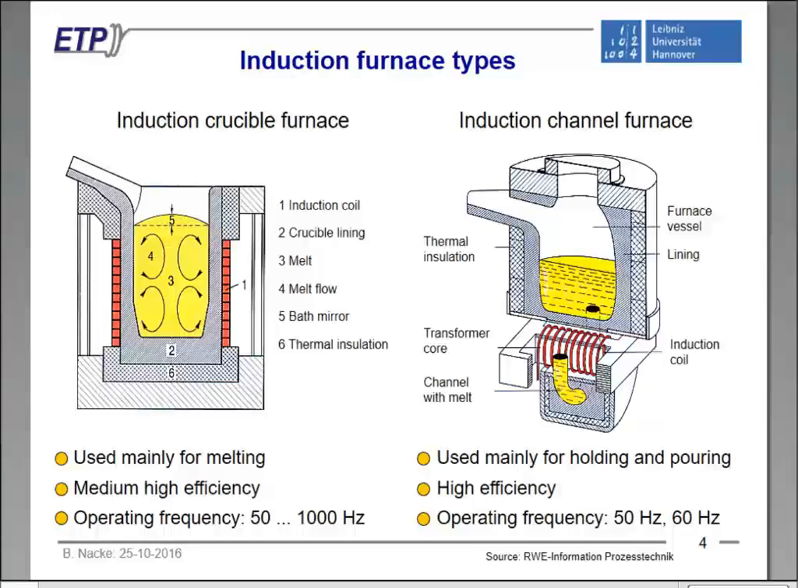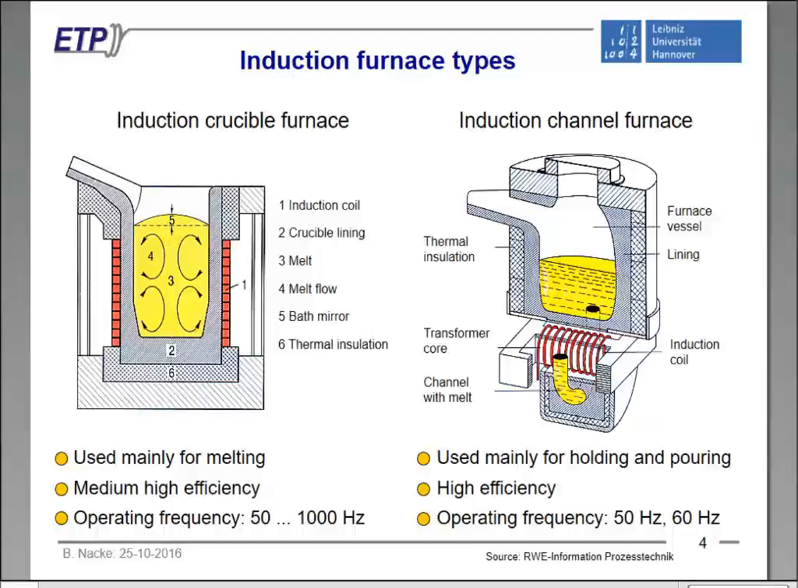For example, for gray iron, we reach 96, 97%. For copper, instead of maybe 50 here, we reach 80 with the channel furnace. For good systems, nearly 90% efficiency. So that means the channel furnace really has a much higher efficiency compared to the crucible furnace, especially for materials to melt which have high electrical conductivity.